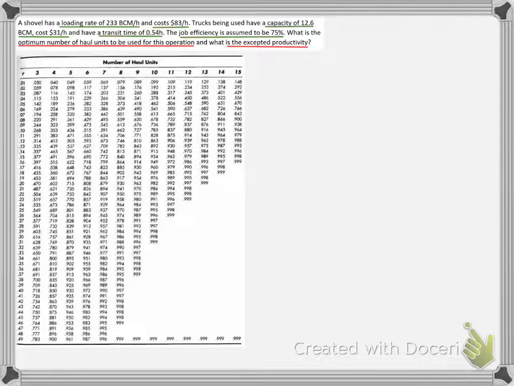We need to recommend the optimal number of trucks to be used and the resulting expected productivity. We are interested in the optimal number of trucks that result in the least unit cost.